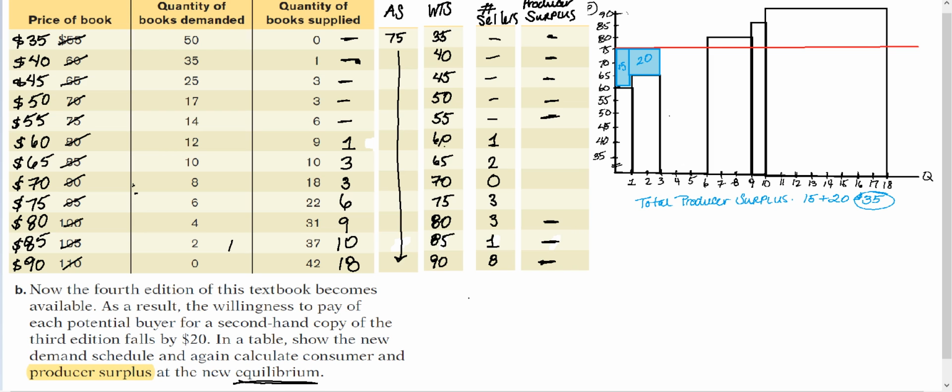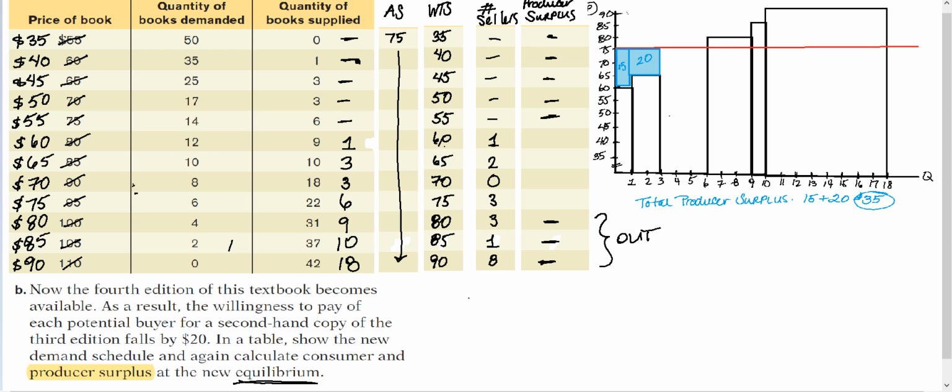From the price of $80 to $90, I do have sellers who would be willing to sell their books at that price, but remember that the market price was $75. So all three of these sellers are out of the market. They are not willing to sell their books at the low price for them of $75. So I really only have a producer surplus generated for those sellers who were willing to sell below the market price of $75. So now I'm going to go ahead and calculate that producer surplus.